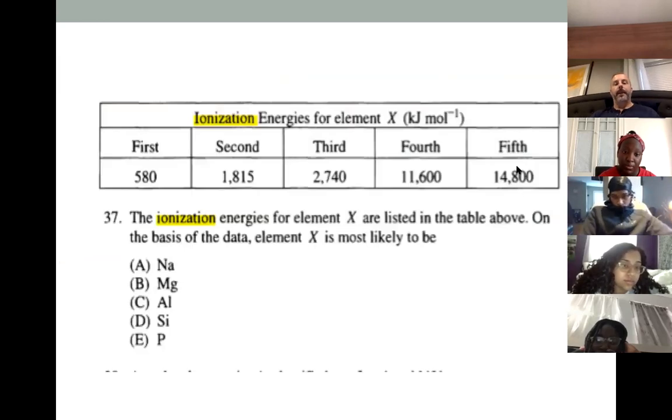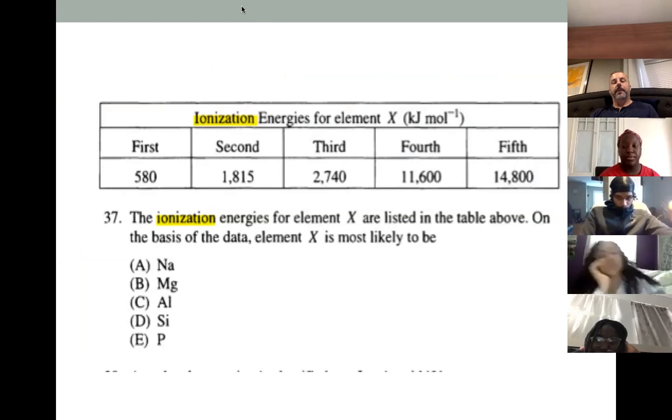For example, here are the ionization energies for element X. We don't know what element X is. So let's take a second and I'll unmute and we'll see if we can solve this one.